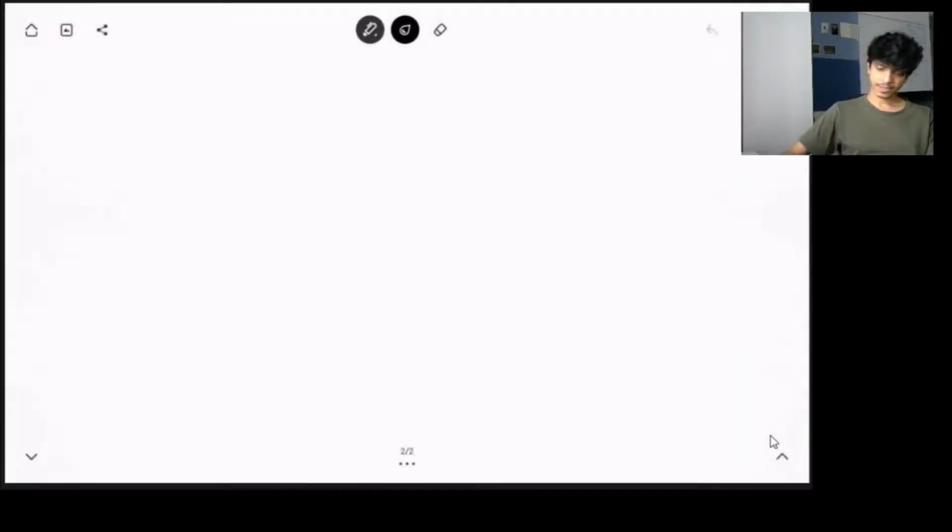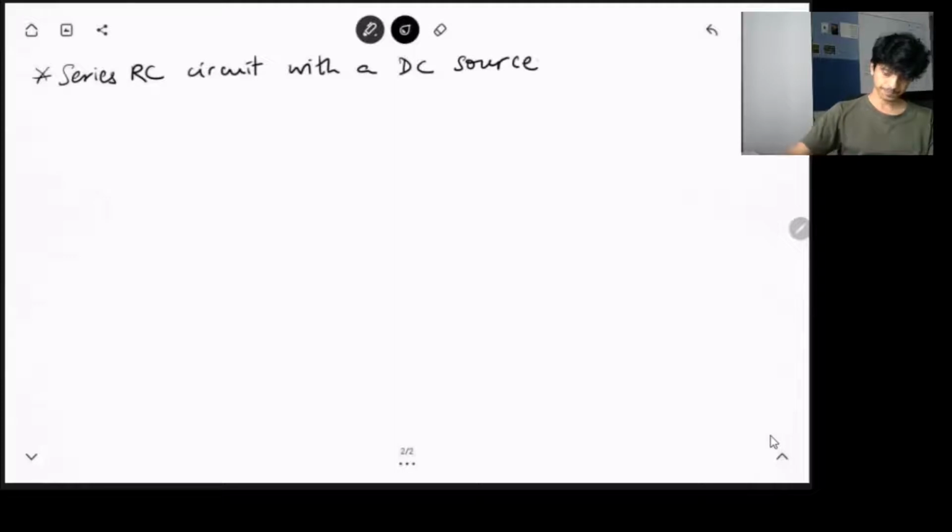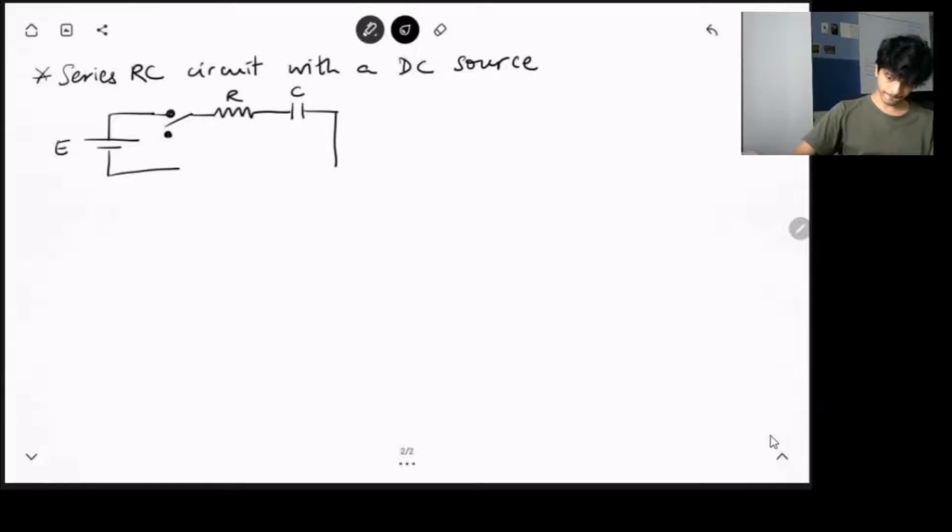Let's start looking at some transient circuits. The first transient circuit that we will look at is called a series RC circuit with a DC source. Let's draw the circuit diagram for this kind of circuit. So we have a source E. This is a DC voltage source. I'm going to put a switch in this circuit, and I will explain to you later what this switch does. And this is R and C. So I'm going to put one R and one C in series. So this is the circuit.